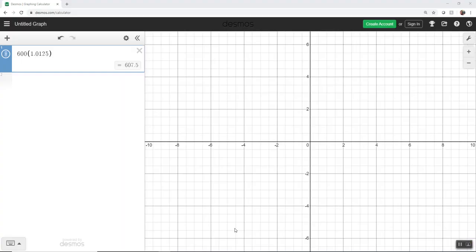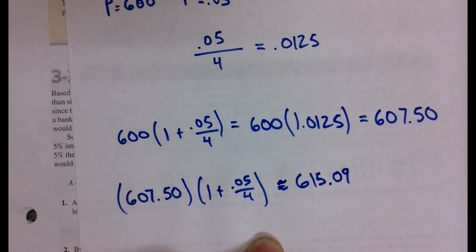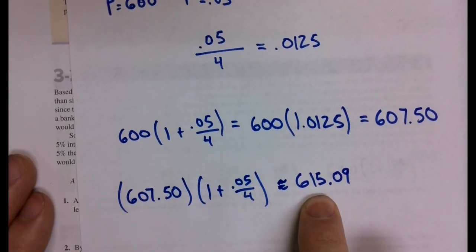So let's get that calculation. Notice when I do this, I can just multiply my previous result by that 1.0125, and I now get the amount in the balance after 6 months. So that's 615.09 if we round it to the nearest cent. That's what we're looking at here.